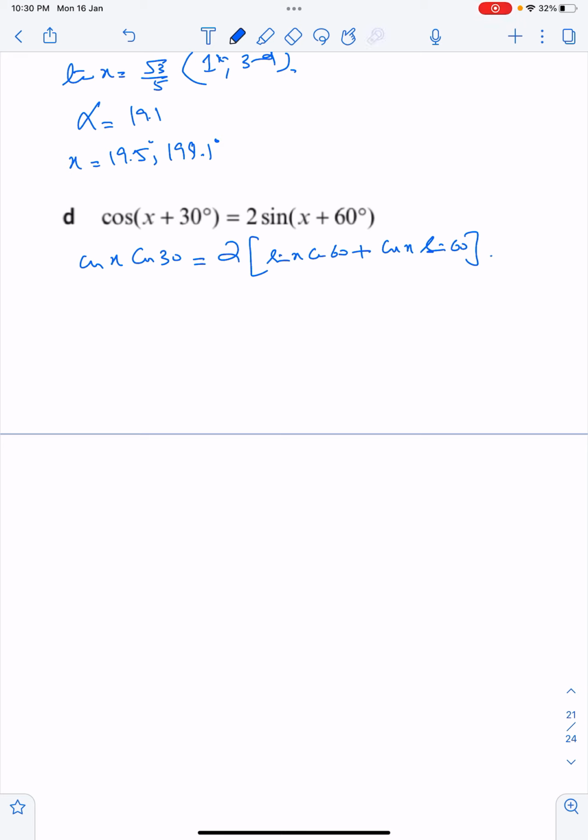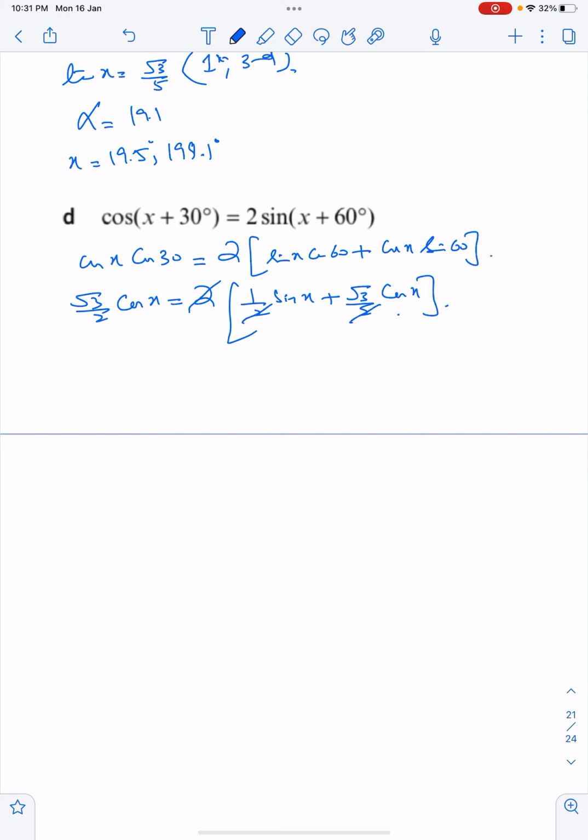Okay, cos of 30 we know as root 3 upon 2. So root 3 upon 2 cos of x equals 2 times, cos of 60 is half sine of x plus sine of 60 is root 3 upon 2 cos of x. Okay, so first simplify. This 2 will simplify this as well as this. So you are left with root 3 upon 2 cos of x equals sine of x plus root 3 into cos of x.